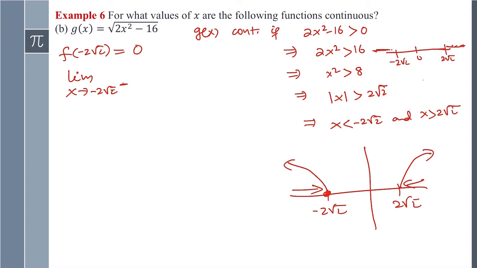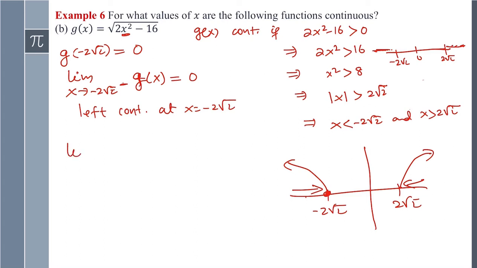Now limit as x approaches negative 2 square root of 2 from the left. Again, when we approach there from the left, these numbers are in magnitude greater than 2 square root of 2. Though they are negative, in magnitude these numbers are larger. So when I put it here, I don't get a negative number. That means that limit exists, okay? And then, sorry, this is not f of x. I always do that. This is g of x. So now that limit is 0. That means it is left continuous. So left continuous at x equals negative 2 square root of 2.